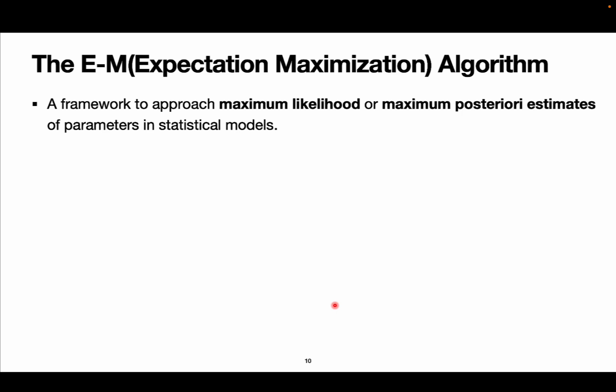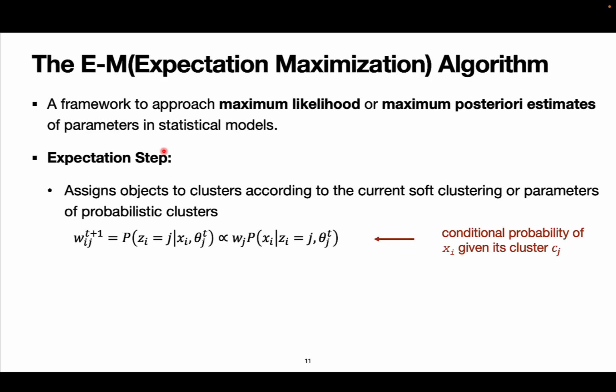Maximum likelihood is a principle for estimating model parameters by choosing the values that make the observed data most probable under the model. First, we randomly initialize the parameters, which are the means, standard deviations, and prior probabilities, because we don't know the true means, covariances, and priors. We have to start with random values.